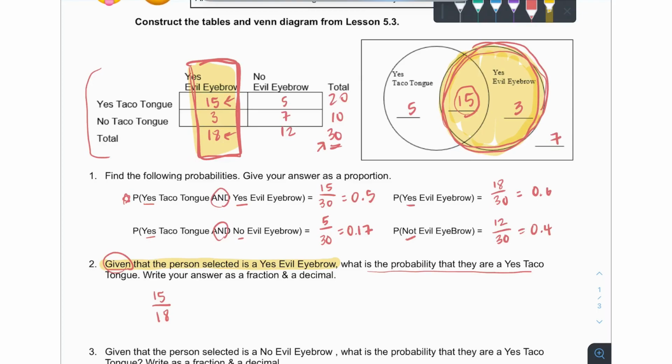That is called a given or a conditional probability. The way that we can write that out at the beginning is we are finding the probability of taco tongue given evil eyebrow. We sometimes use this line to represent given, or you might use the word given, either one is fine. So we are finding the probability that someone can do taco tongue given that they can do evil eyebrow. And then 15 out of 18, if I calculate that on my calculator, is 0.83. So that would be my answer for number 2.